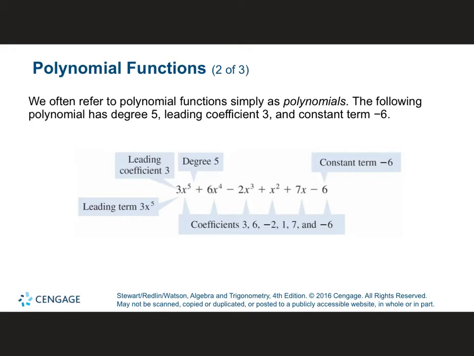Within these terms, you have different parts. You have a coefficient, which is the number that's in front of the variable. So for that 3x to the 5th power, the coefficient there is the 3.